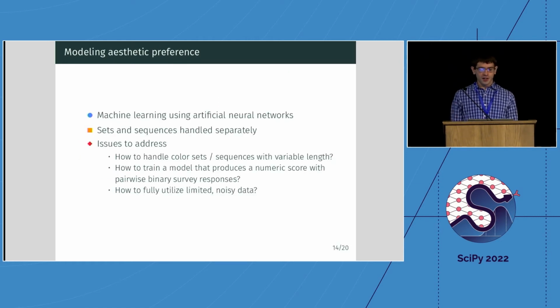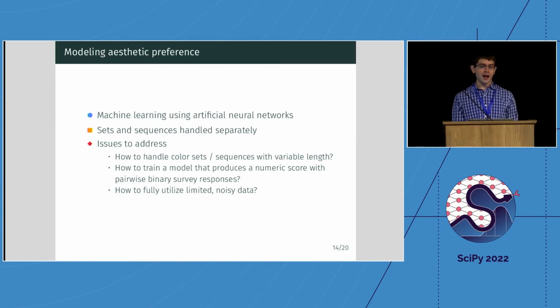Now that the data are in hand, they need to be modeled. So for this, I turned to machine learning using artificial neural networks. We essentially have 2 distinct data sets, one for sets, one for sequences, so these are handled separately with a very similar architecture. However, for this analysis, there are a few issues to address.